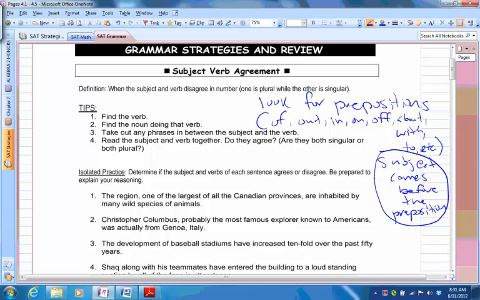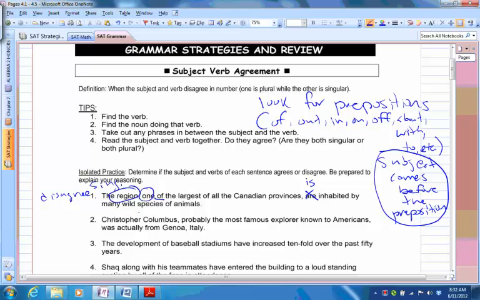So let's look at number one. The region, one of the largest of all the Canadian provinces, are inhabited by many wild species of animals. So they do mention provinces, but the thing is that you see the preposition of, and you see they're talking about a region, and they even use the word one as well. So are would not be okay, because that's singular. So this has to be singular. So we gotta say is. So that's how we would fix it. So obviously there's a disagreement here. They disagree, and it has to be is.